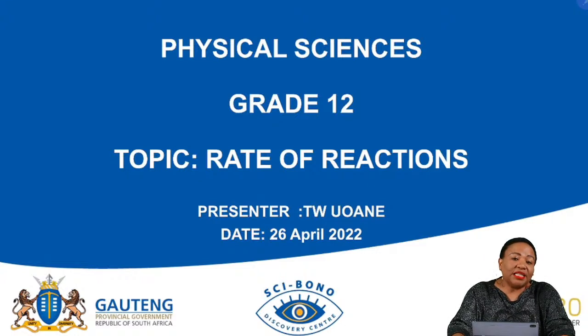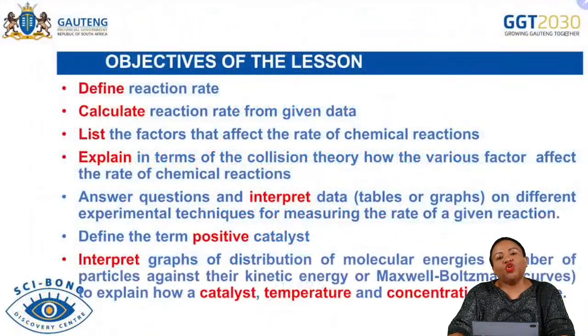As I said, today's lesson is about the rates of chemical reactions. The first thing that you need to know is the objectives of the lesson according to the exam guideline. Remember, we are always referring to the exam guideline provided to us by the Department of Basic Education. Therefore, we are going to look at the bullets that you need to know before you sit for your exam under this topic of rates of reactions.